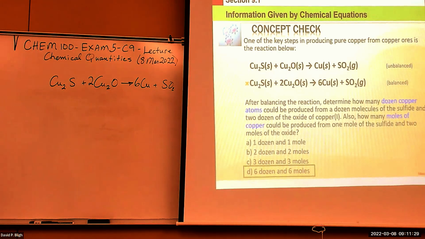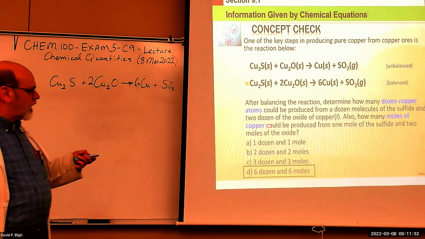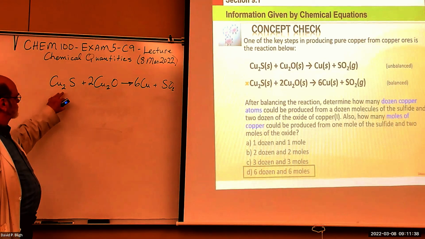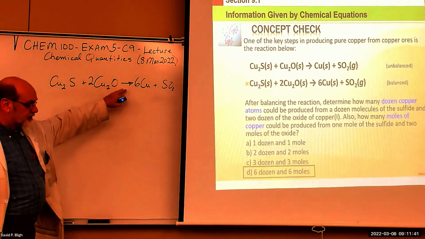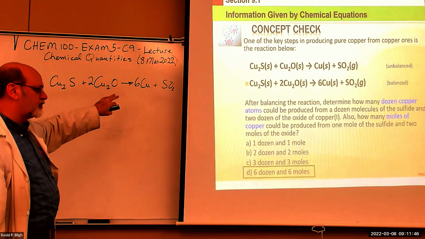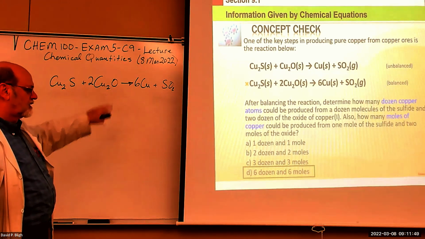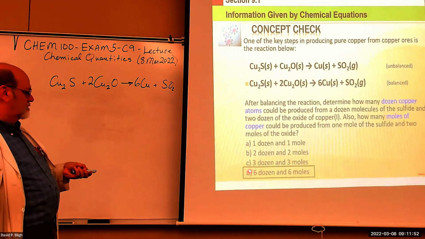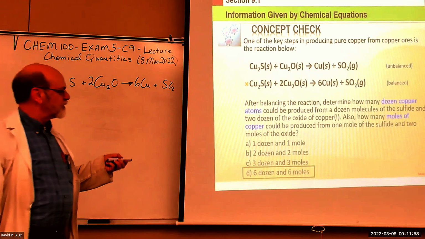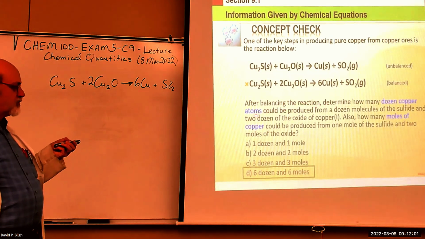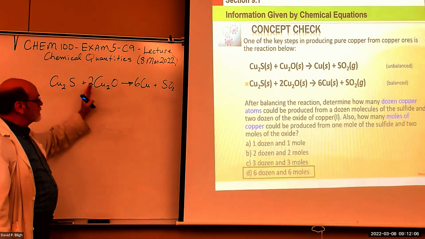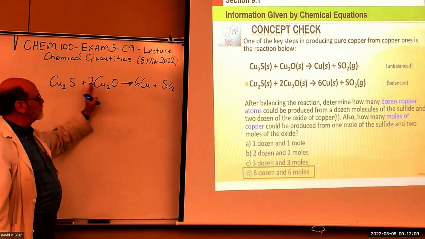Okay. So, oh, there was a question. How many moles of copper would be produced from 1 mole of sulfide and 2 moles of oxide? One of those, two of those, 6. Oh, there are 2 questions. I'm sorry. The first question is, how many dozens would be produced? Then how many moles would be produced? If this is 1 dozen, 2 dozen, that would be 6 dozen. If this is 1 mole, 2 moles, that would be 6 moles.